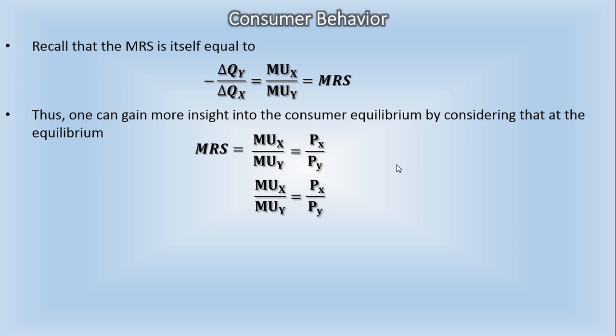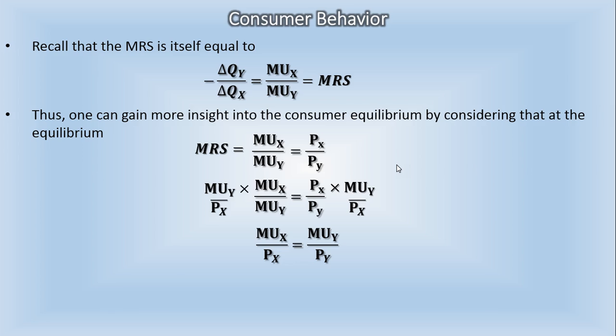So we can move some things around here to get to an expression that provides more intuition about the nature of this equilibrium. Let's say we were to multiply both sides by the marginal utility of Y to get that on the right-hand side, and then we divide both sides by the price of X to get that on the left-hand side, and that gets us to this expression here. What this expression is telling us is that the marginal utility per dollar spent on good X at the equilibrium is equal to the marginal utility per dollar spent on good Y at the equilibrium.